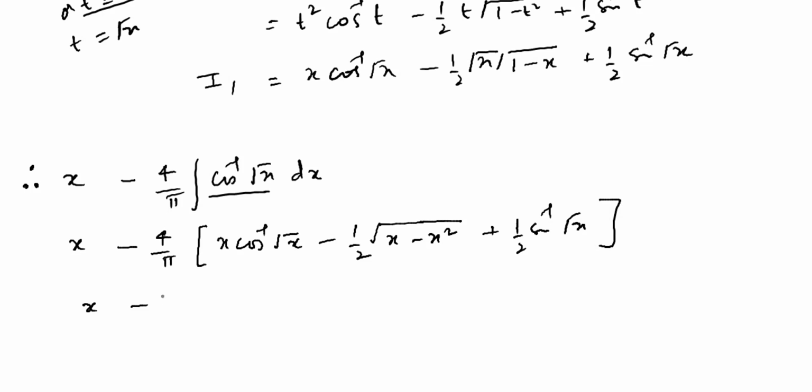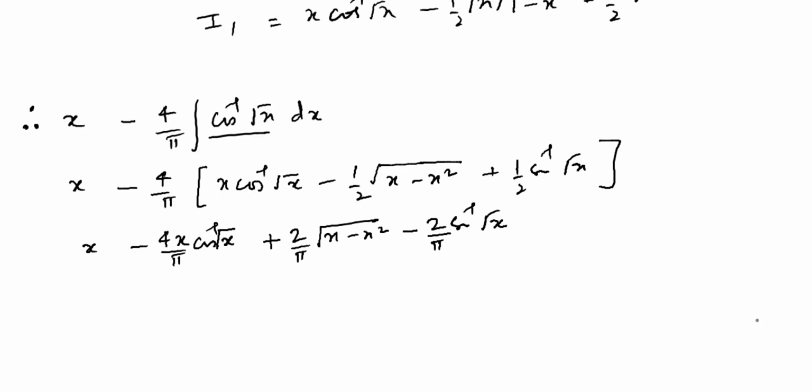So I am going to get this as 4x upon pi cos inverse of root x, plus 2 upon pi under root of x minus x square, minus 2 upon pi sine inverse of root x. Okay, this term will remain as it is.